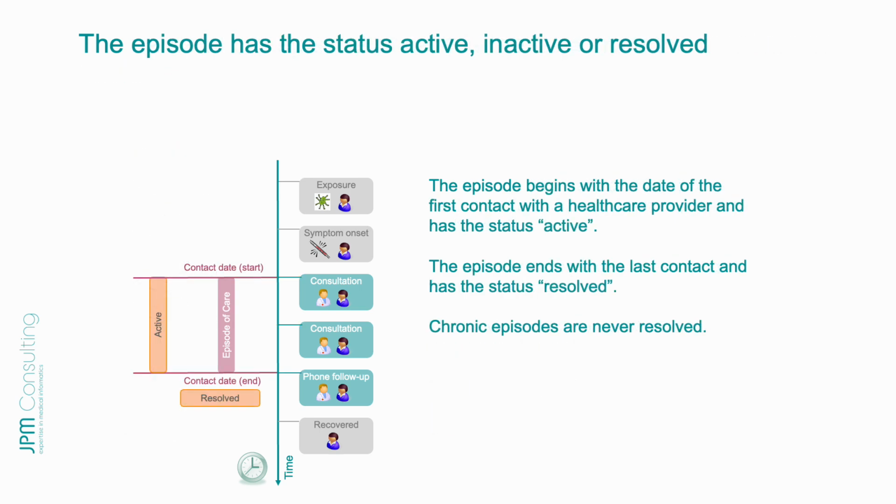Each episode of care has a status. It can be active or resolved. An episode of care starts with the first contact with a healthcare provider. At that point, the status is active. It ends with the last contact related to that problem. The episode is then marked as resolved. Chronic episodes of care are different. They remain active and are not truly resolved.